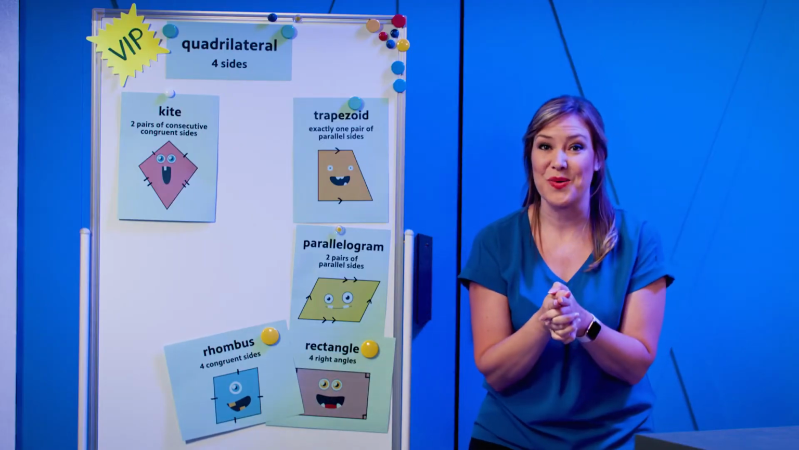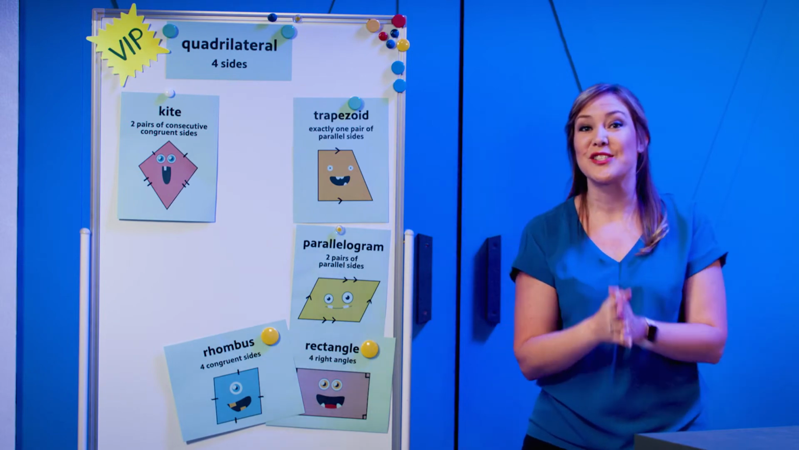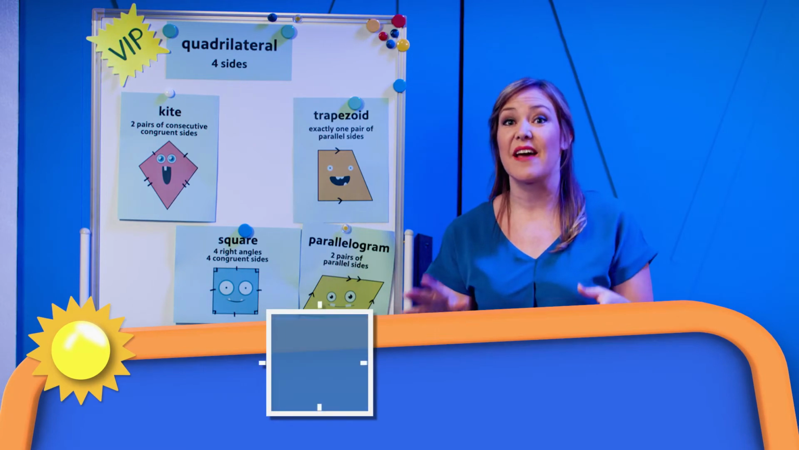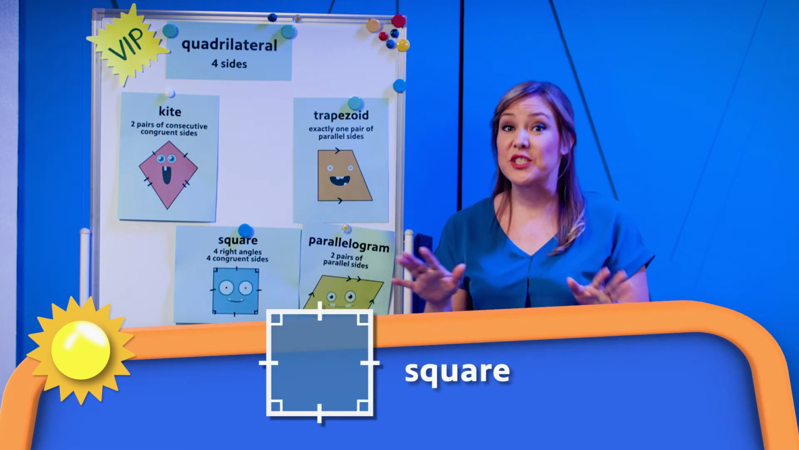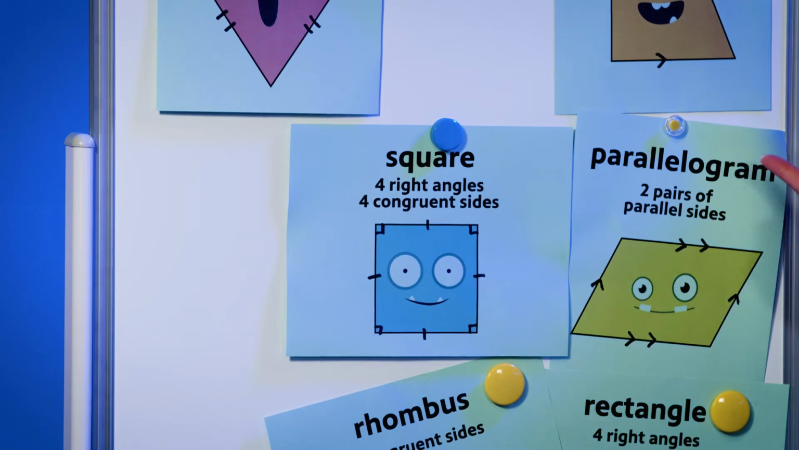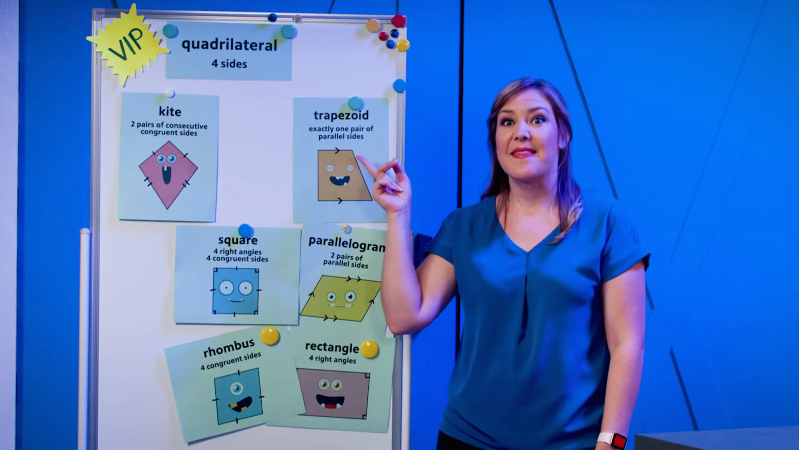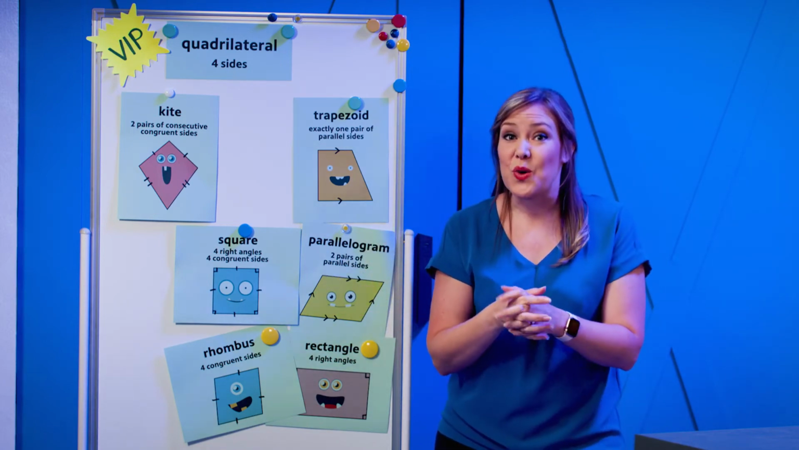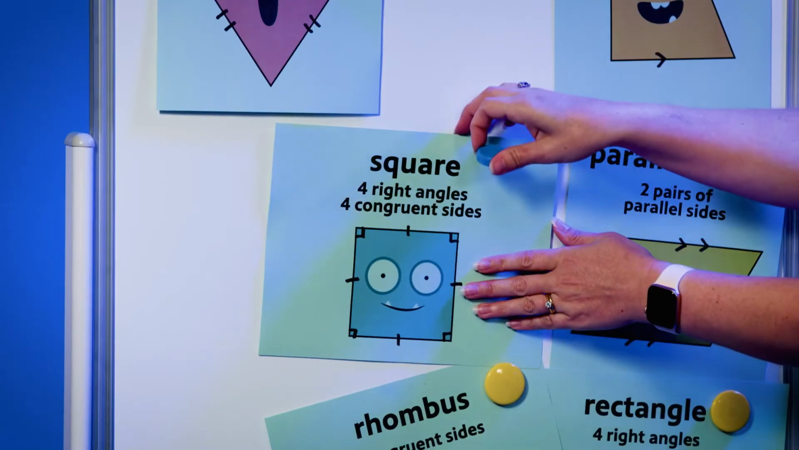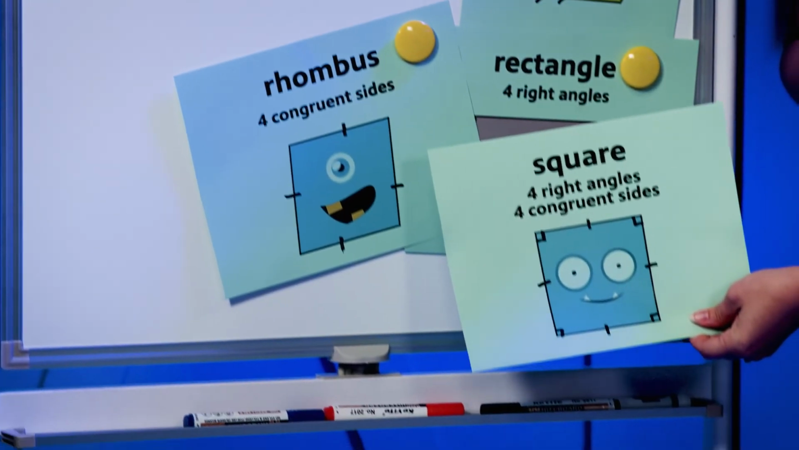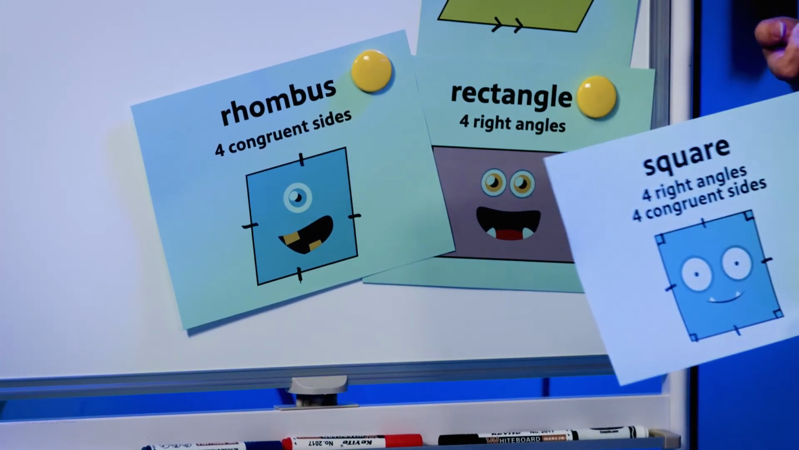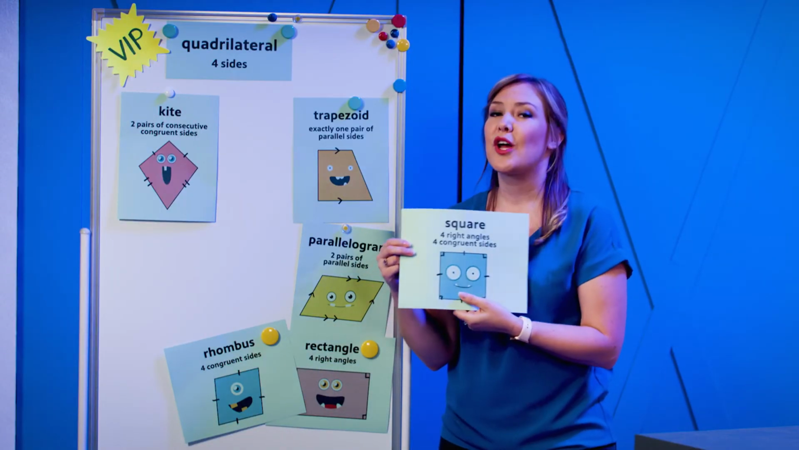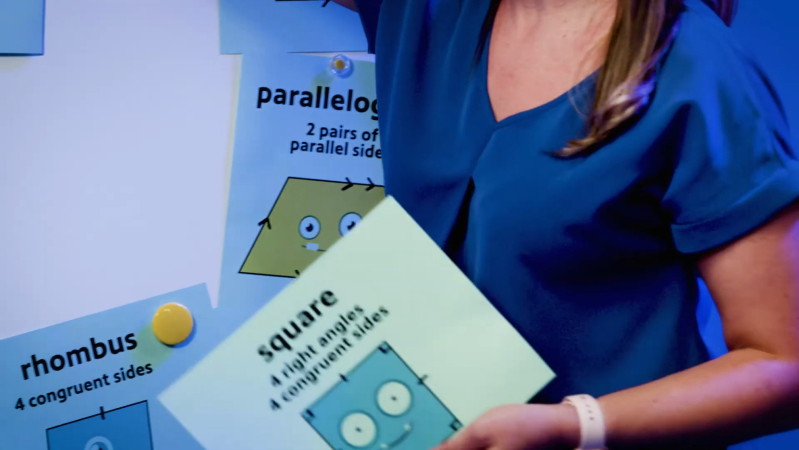Okay, we need one last quadrilateral, and this will be our square. Okay, the square has all the characteristics of the rhombus and the rectangle, which means it has all the characteristics of the parallelogram and the trapezoid. That makes our square extra, extra special. The square gets to go under the rectangle and the rhombus because it follows the traits of both families. And because the square is so very special, we're going to name this shape our VIP.